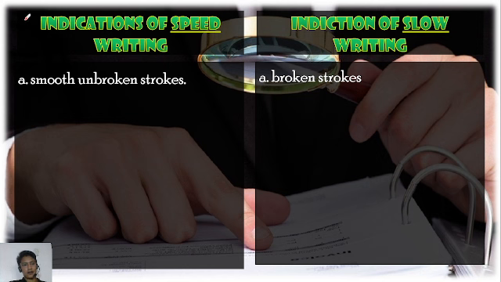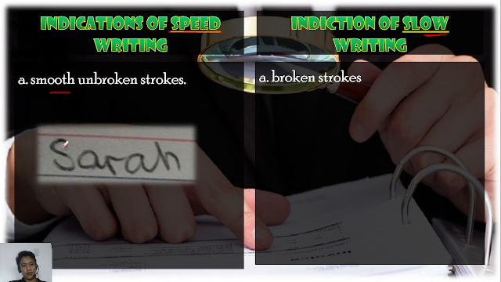So now let us try to discover the indications of, or major indications of speed in writing. Alright? As well as slow writing. Okay? Fast speed or speed writing, and we have here slow writing. So usually, smooth unbroken strokes po pag mabilis po siya. Common po na ma-observe natin. Okay? Kasi wala siyang hesitation. So, tuloy-tuloy po yung sulat.